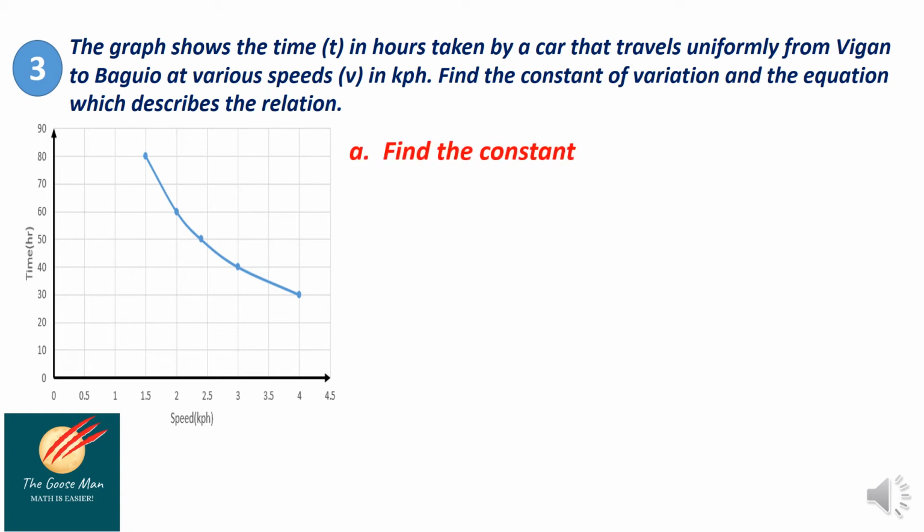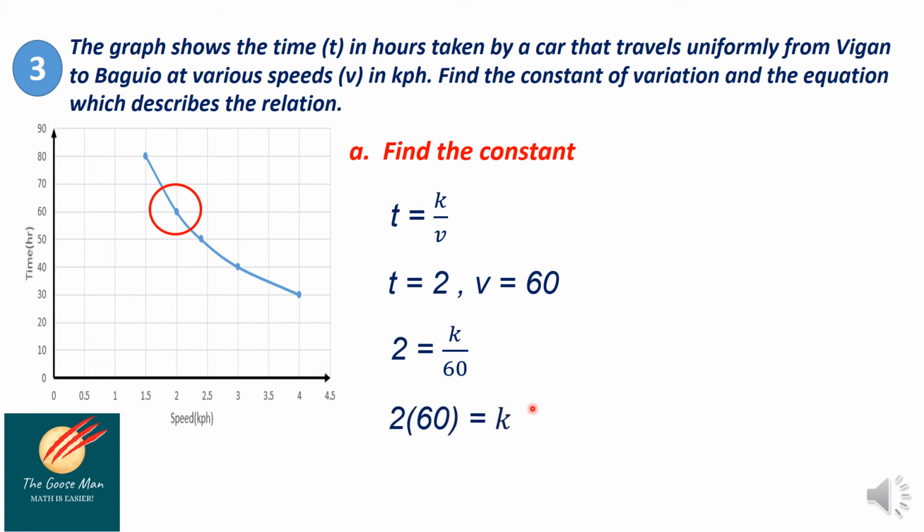So again, in order to solve this problem, we'll start by finding the constant. Let's start with t is equal to k all over b, wherein t is inversely proportional to b, which is the speed. So we will take this point, at t is equal to 2 and b is equal to 60. Let's substitute now. We will multiply both sides of the equation by 60. So we have 2 times 60 is equal to k, or k is equal to 120. So this is the constant of variation.